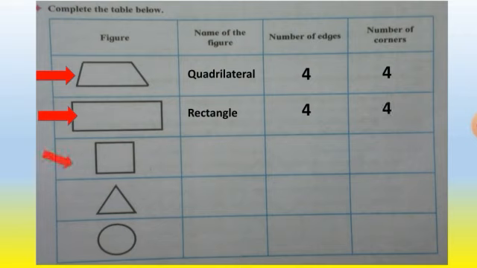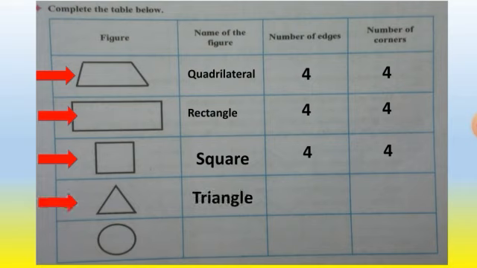The third figure is square. It has also 4 edges and 4 corners. The fourth figure is triangle. It has 3 edges and 3 corners. The last figure is circle. It has no edges and no corners.